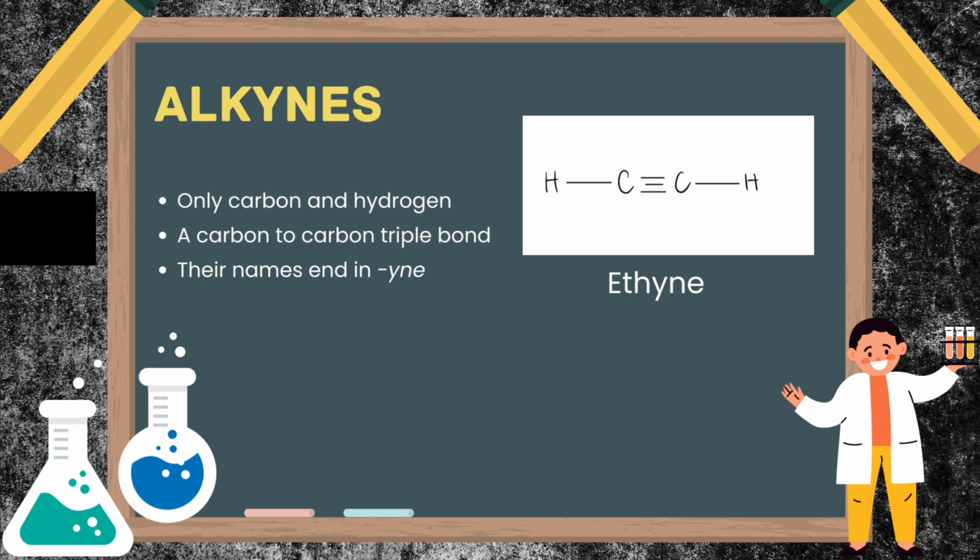Now we move on to our third functional group, which is alkynes. Same as the previous ones, here also carbon and hydrogen atoms are present. But the thing here is that carbon to carbon is forming a triple bond. And whenever there's a triple bond, the name ends with YNE. Therefore, the organic structure of this compound is ethyne.